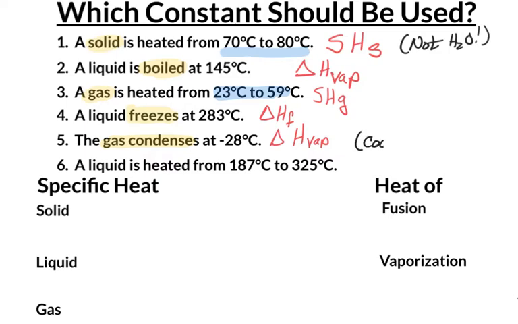And our last one, number 6, a liquid is heated from 187 degrees Celsius to 325 degrees Celsius. We notice we have a change in temperature, so that's going to be a specific heat. And it tells us that it's a liquid, so that'll be the specific heat of a liquid.